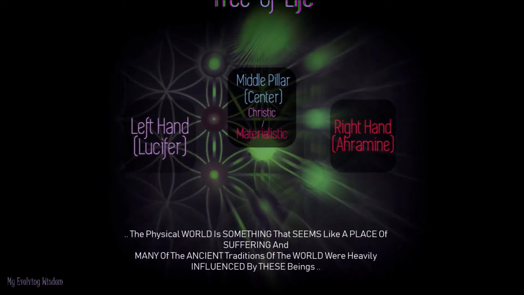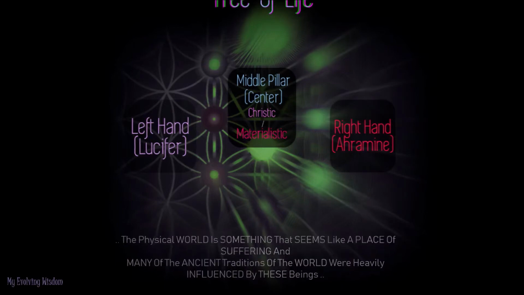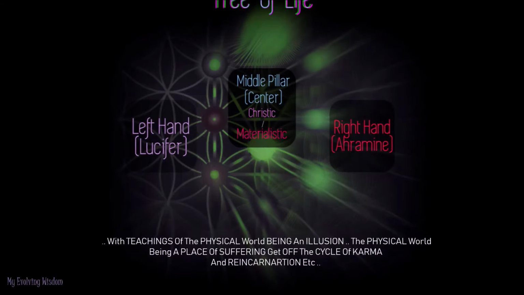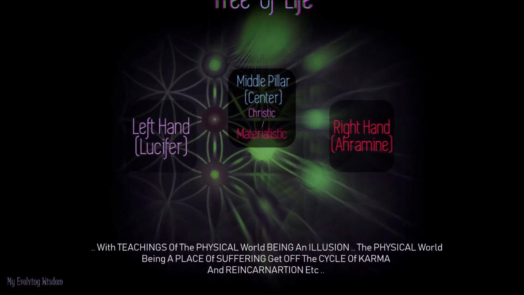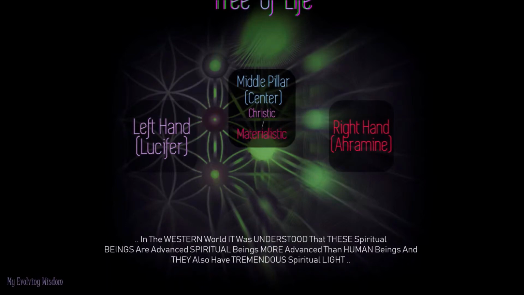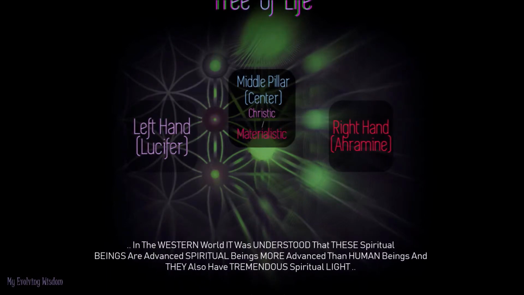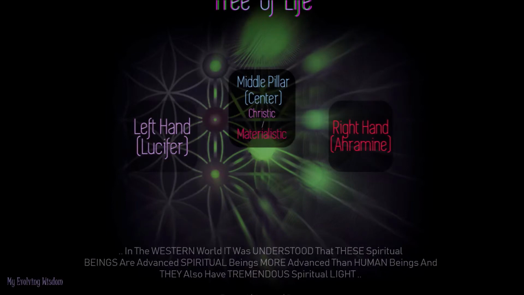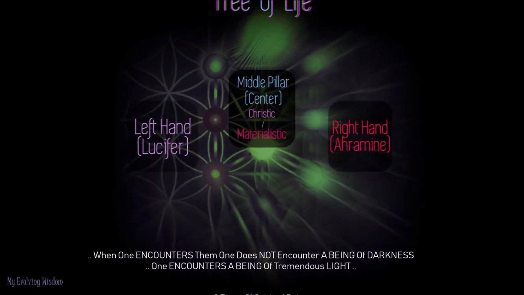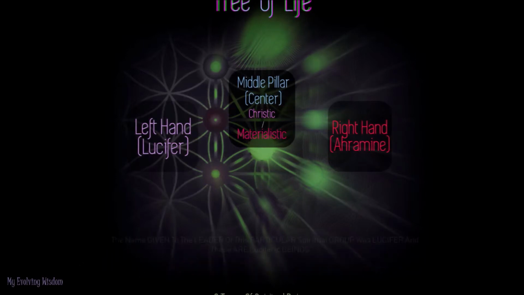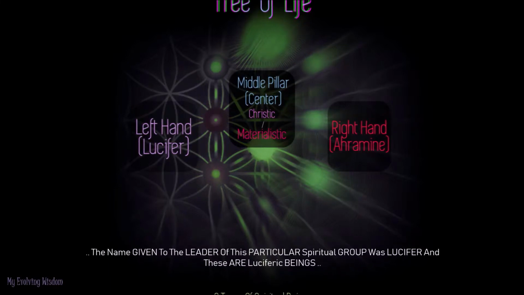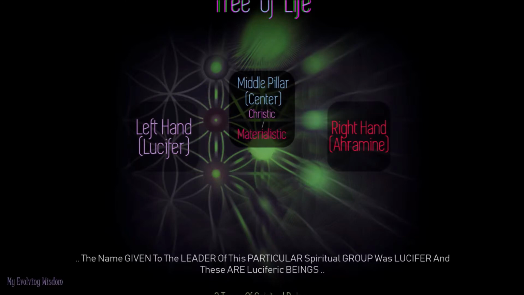Many of the ancient traditions of the world were heavily influenced by these beings, with teachings of the physical world being an illusion, of the physical world being a place of suffering, get off the cycle of karma and reincarnation, etc. In the Western world, it was understood that these spiritual beings are advanced spiritual beings, more advanced than human beings. And they also have tremendous spiritual light. When one encounters them, one does not encounter a being of darkness. One encounters a being of tremendous light. And so the name given to the leader of this particular spiritual group was Lucifer, and these are Luciferic beings.